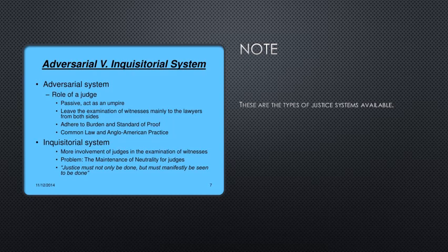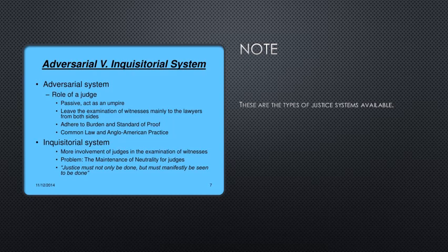He acts as an umpire or a referee, leaves the examination to the lawyers, and then just gives a judgment. As opposed to the inquisitorial system, where we have a more active involvement of the judge, even in the examination of witnesses, right? But it also has its own problems, in the fact that the judge would not be neutral in that regard. It is hard for the judge to be neutral.